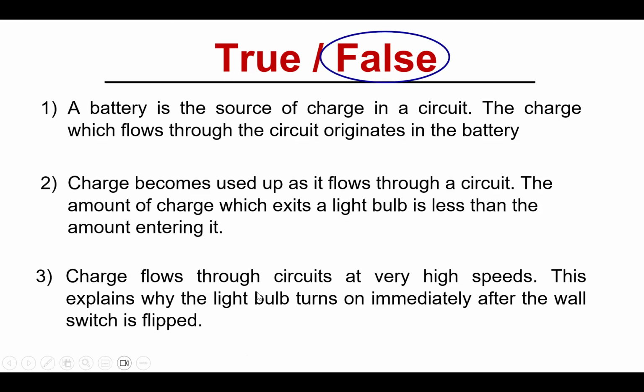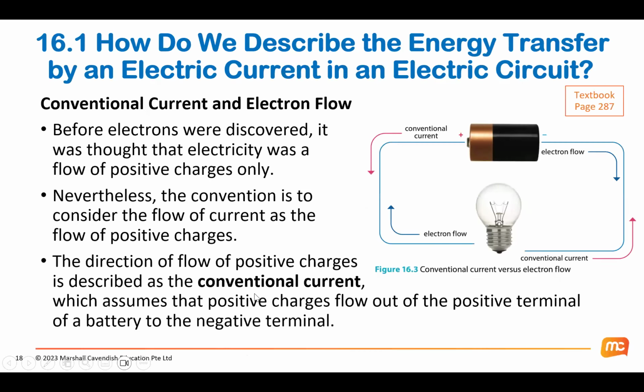Okay, let's move on. In physics, questions may sometimes ask you about conventional current flow as well as electron flow. In the past, when people studied physics, they actually thought that current flows from the positive terminal to the negative terminal. But later on, they realized that current is the result of electron flow, and electron flow is actually opposite, from minus to plus.